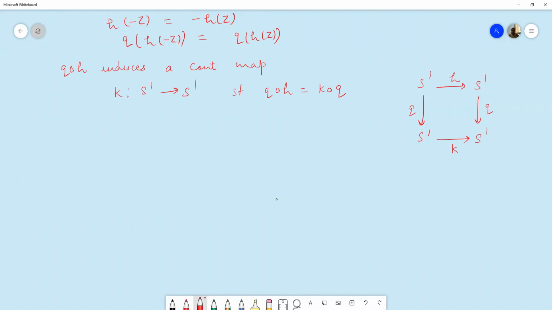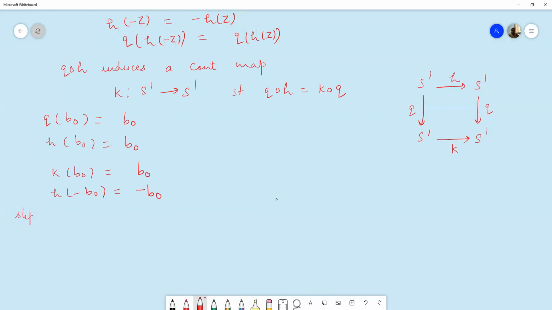And we can now notice that Q of B naught is B naught, because we have taken that B naught is the point (1, 0) of the circle, and Q(Z) is equal to Z square, which maps B naught to B naught. And similarly H of B naught is B naught, that we have assumed as the additional condition. So it means K of B naught is also B naught, because of this condition Q circle H is equal to K circle Q. And one more thing we can notice, that H of minus B naught is minus B naught, because H is an antipode preserving map.